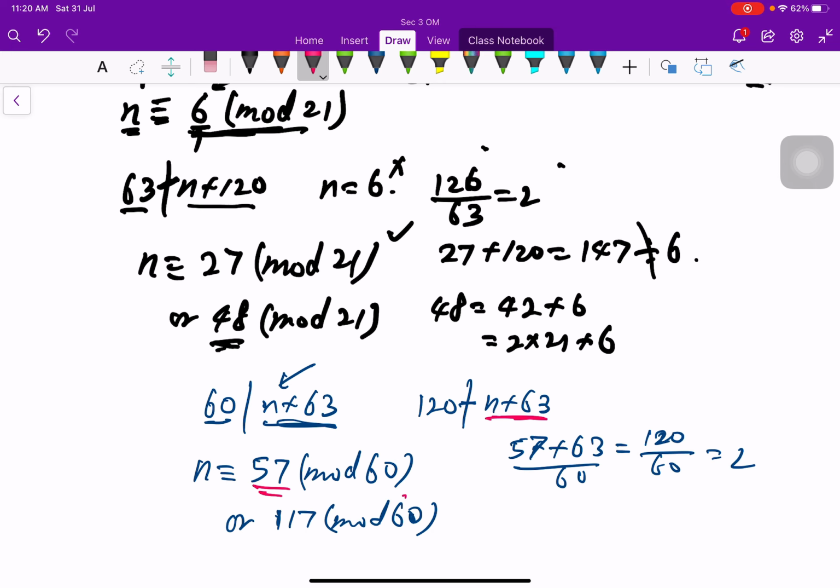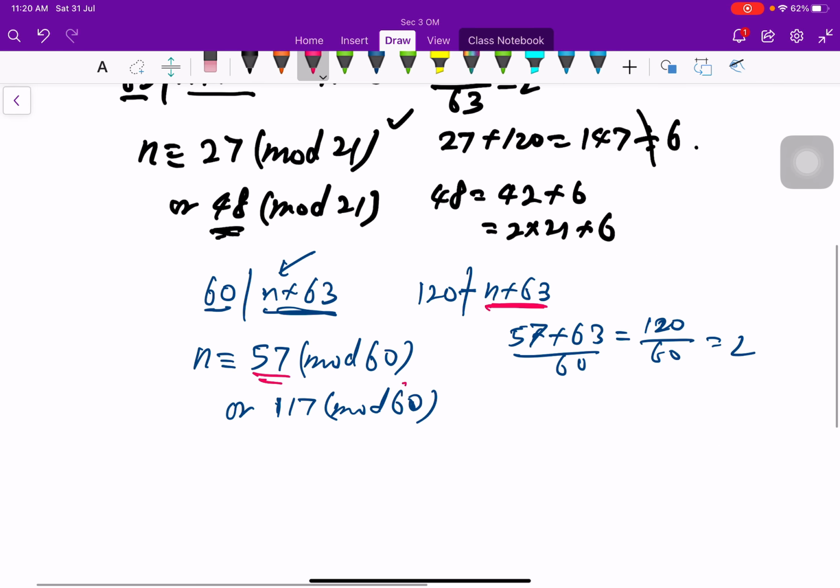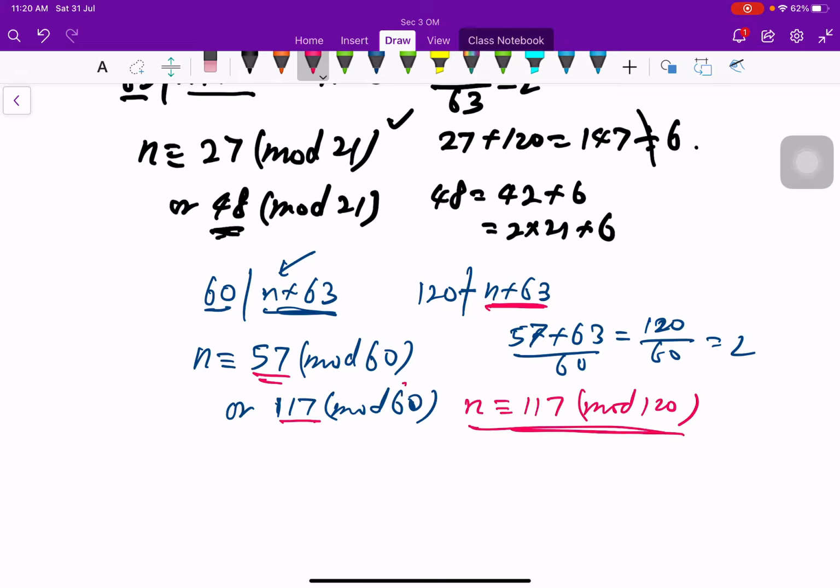n plus 120 is not a divisor of n plus 63, right? Therefore, can you see that? This 117, I can also view it as n congruent to 117 modulo 120. Therefore, in this case, can you look at this number and the previous number?